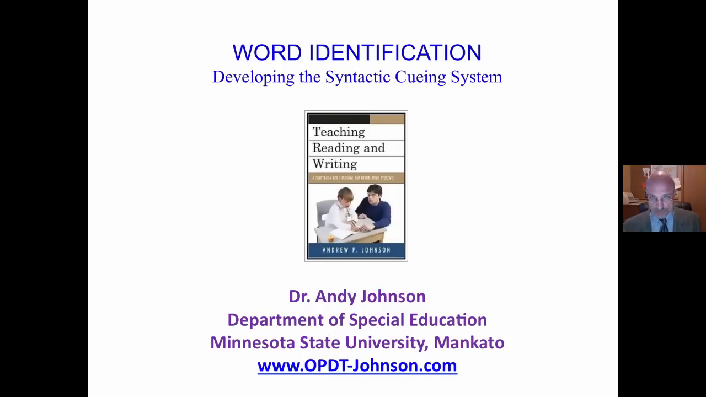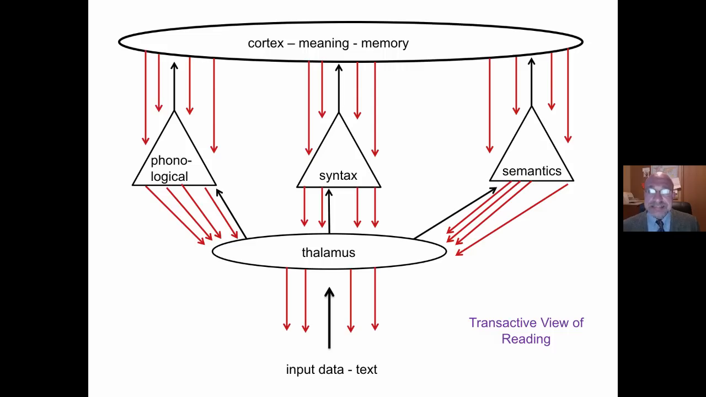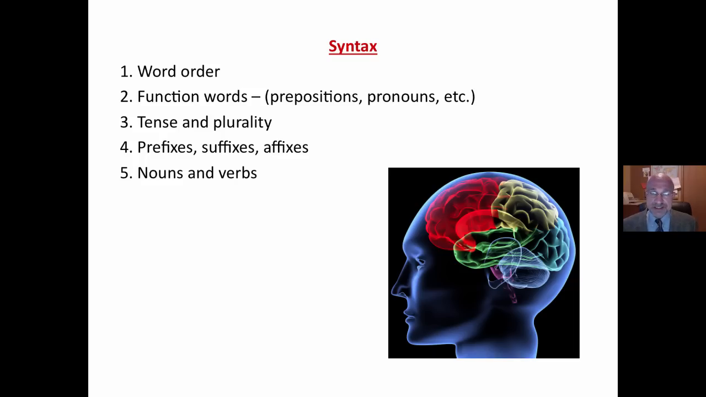We are looking at word identification and some strategies for developing the syntactic cueing system. Remember, our brain uses 3 cueing systems to recognize words as we are reading: phonological, syntactical, that we'll look at right now, and semantic. And we have almost 10 times more information flowing from the cortex down than from the page and thalamus up. It is top-down as well as bottom-up. This is the transactive view of reading.